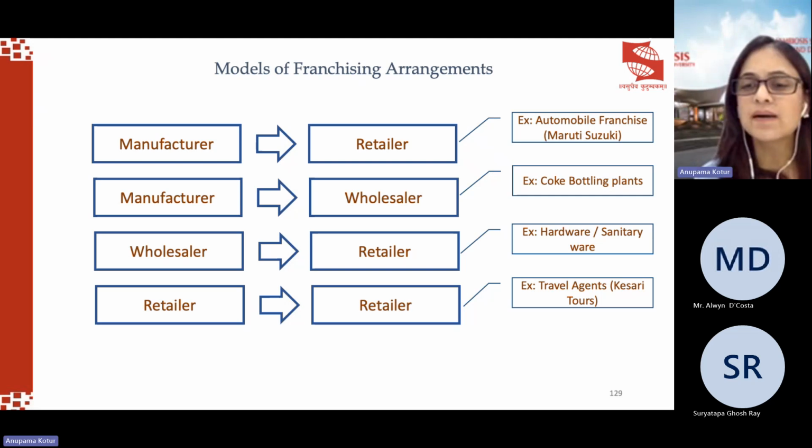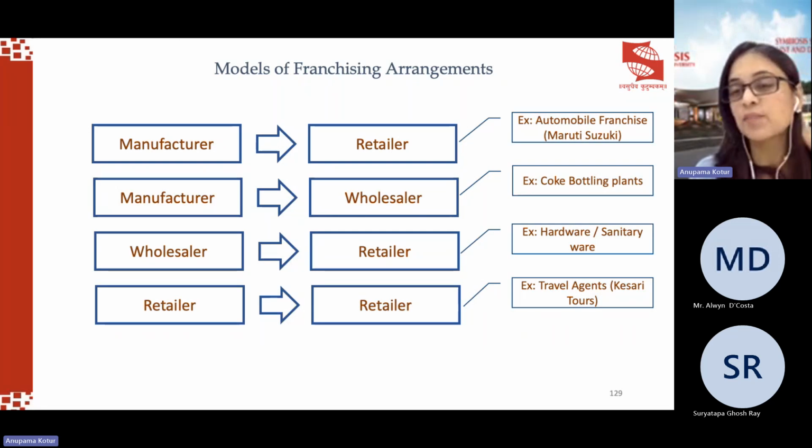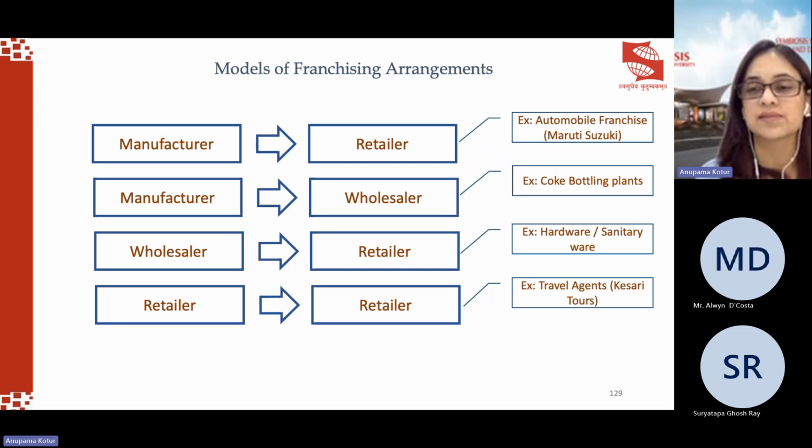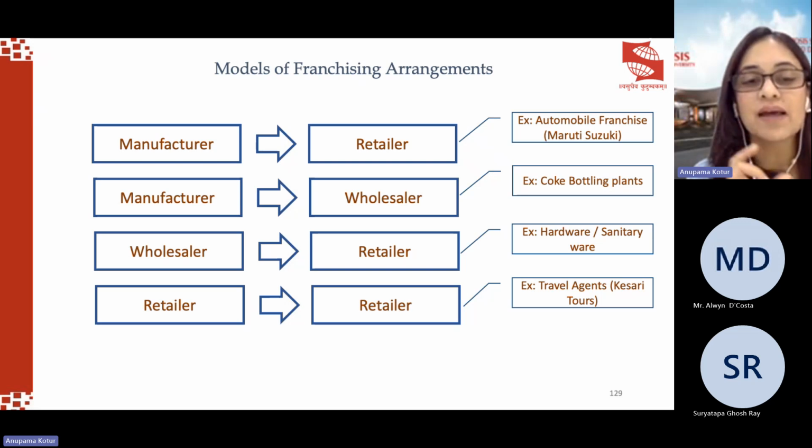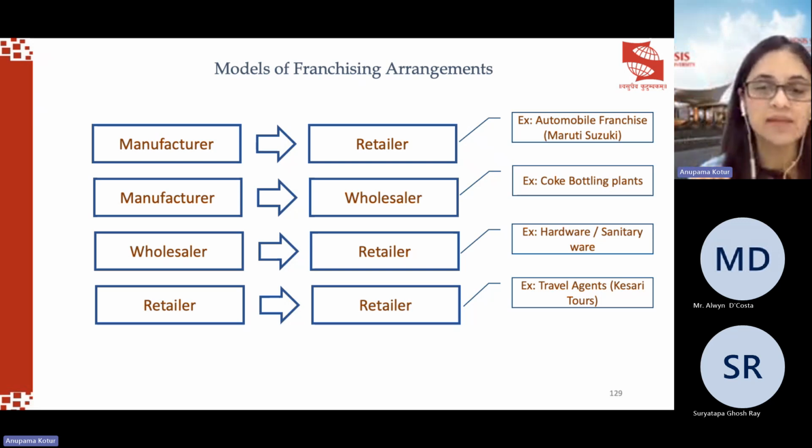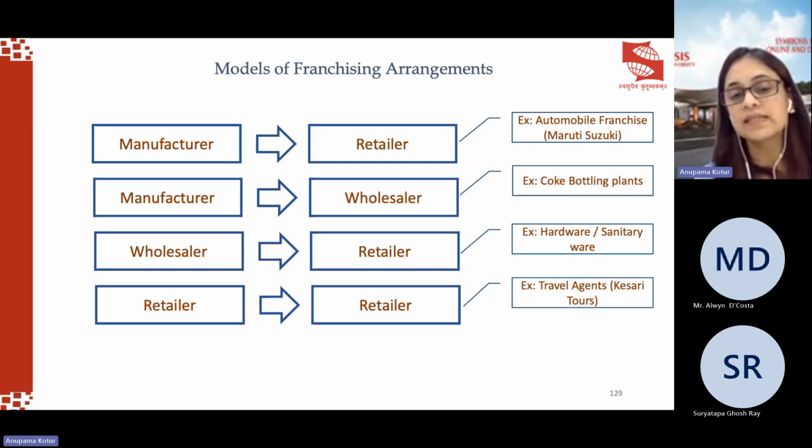Okay. And what these people usually do is send the concentrated drink, and then once it comes to the bottling plants, they add whatever else they have to add, and then bottle it and distribute it to retailers. So in this case, the franchising is between the manufacturer and the wholesaler. There could be a wholesaler to retailer franchising, which is the case, for example, in hardware products, and then there could be a retailer to retailer franchising even.